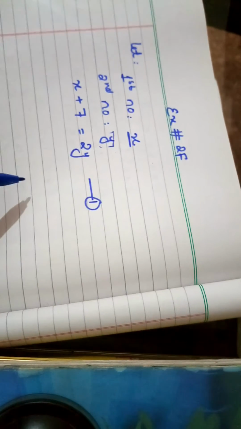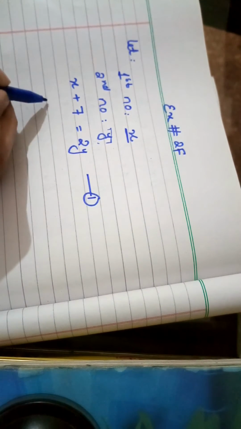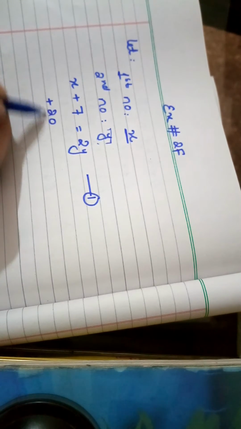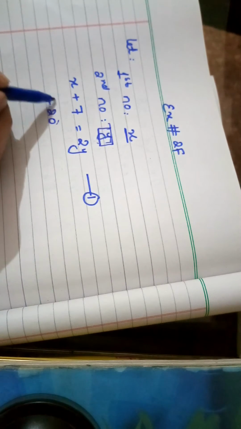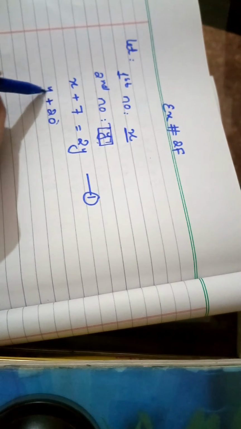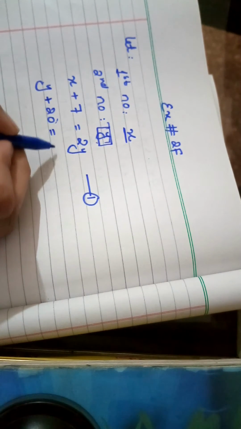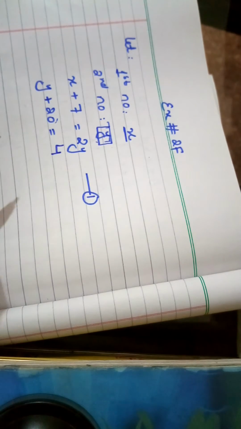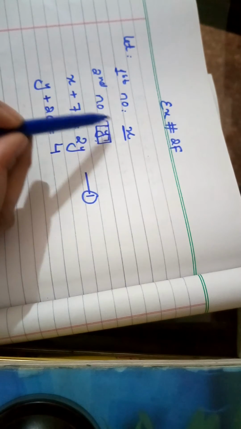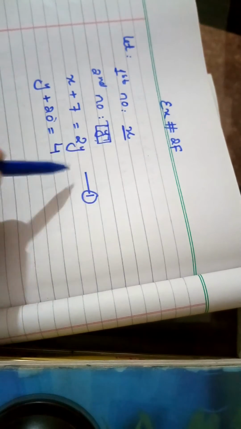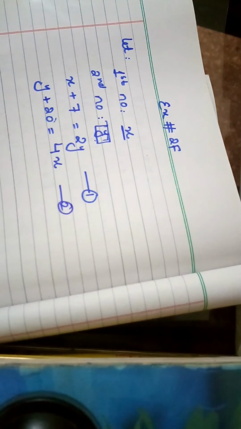Now read out the other statement. If 20 is added to the second number, 20 is added in which? Second number. And what is your second number? y. So y plus 20 is equal to 4 times, 4 times means 4, 4 times of the first number. Now again, analyze what is your first number. First number is x. So 4 times of the first number means 4x. Now from here we will get the second equation.